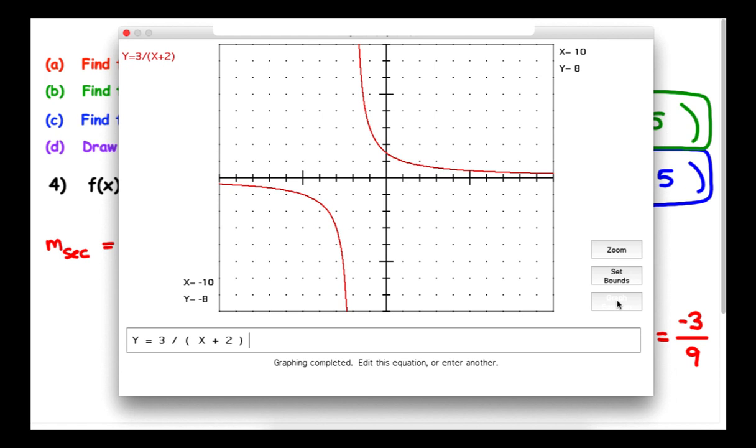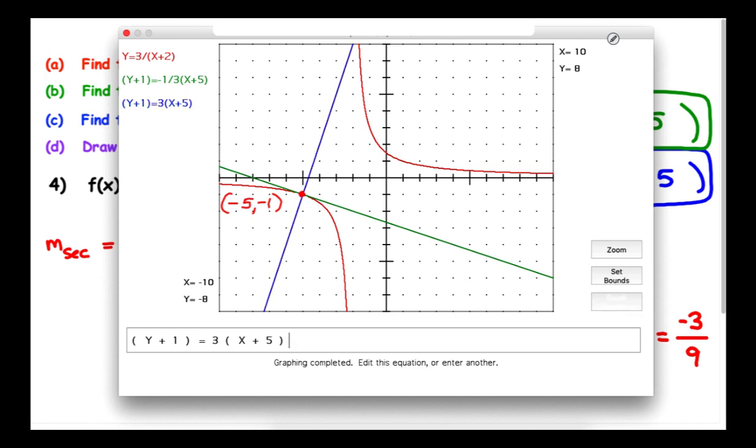All right, now I want to go ahead and throw the tan line in. Of course, the point that we went through, you may remember, was the point negative 5, negative 1, which thankfully is on our graph. It better be. Okay, here's the tangent line. That's fantastic. And the normal line. That's it for example number 4.